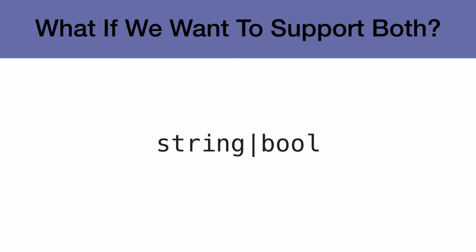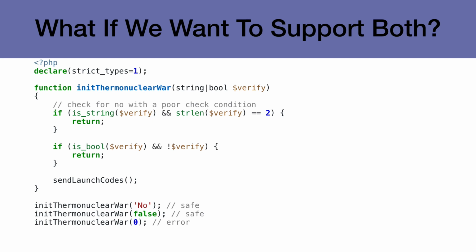To solve this type of problem, PHP 8.0 added union types, which allows us to specify a range of possible types. This is done by listing each of the types that would be safely accepted as a parameter using a pipe symbol to separate them. For example, if we wanted to accept a string or a boolean, we could use string pipe symbol boolean. Now we can change our function to support union types, and when we run this, we'll get the error we expect.